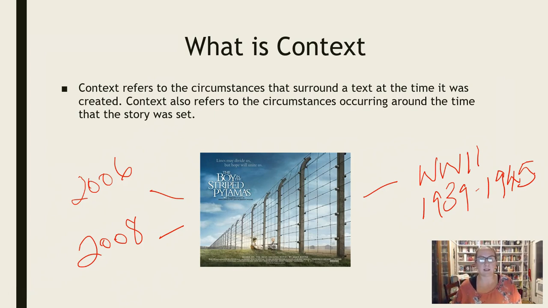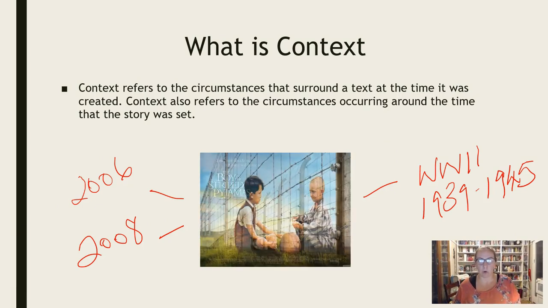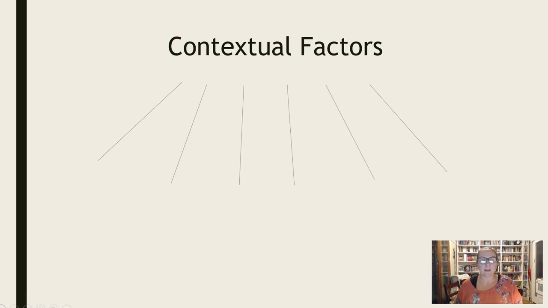So in 2006 and 2008, something might have happened to make John Boyne want to write a story about the Holocaust and World War II, which was very different to in World War II when it was actually happening. And we've got a lot of different factors that make up the context of World War II. Now, some of those factors, if you'll remember, that can make up the context or the setting behind a story are the political factors behind a story.